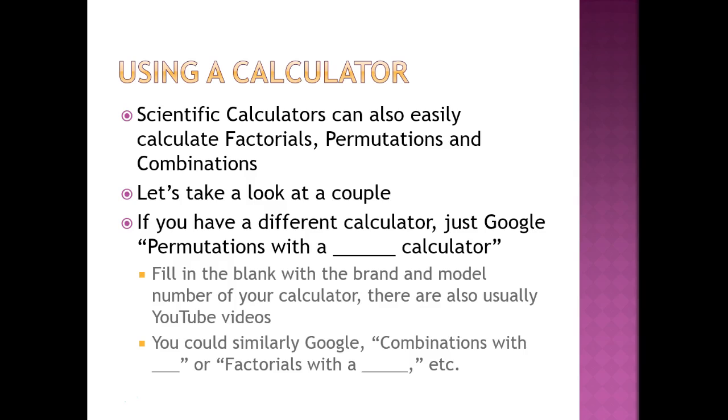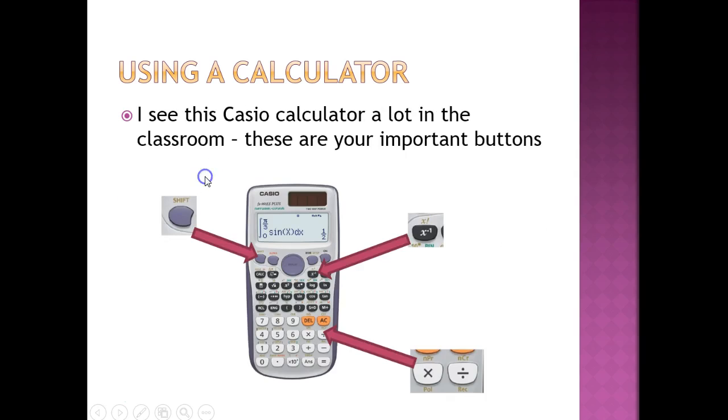If you have a different calculator than what I show you here, just Google permutations with a TI whatever model, or permutations with a Casio whatever model. There are a lot of great YouTube videos out there, and I want you to be able to do this. And if you're ever in a classroom with me, I'm always happy to show you how to calculate these with whatever model calculator you have.